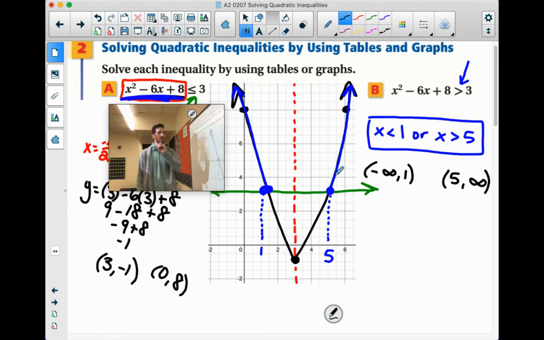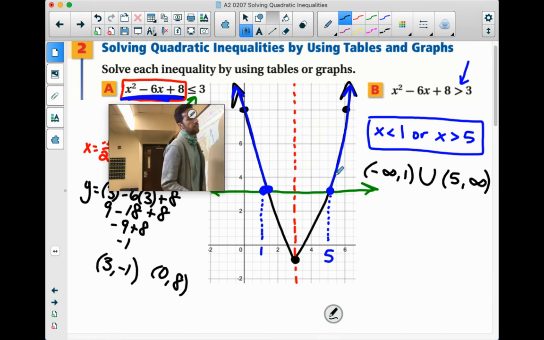But then in between there is a symbol, it looks like a parabola, kind of. It's a U for the union. So it's like saying, oh, all of this stuff less than 1, and all the stuff greater than 5.